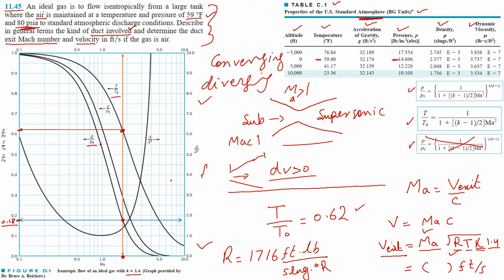Because this is what we studied in this scenario in our previous lecture, if you recall that. So now we can say that the duct involved that was required in this problem is a converging diverging one, so that flow can be maintained as supersonic, because the Mach number that we found in this problem was 1.8, which is in the supersonic regime. So we can safely say that the duct involved is a converging diverging one.